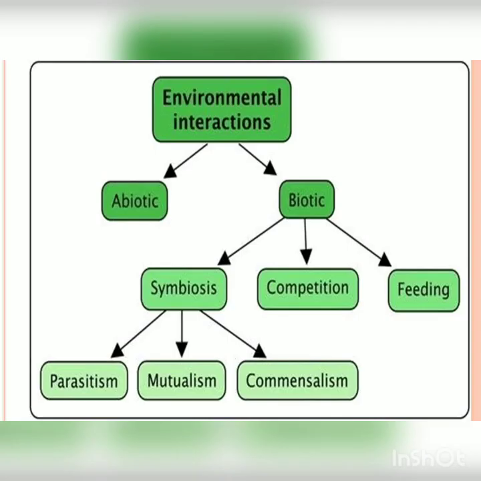Types of interaction. Within an ecosystem, the species living in a particular area can interact in different ways with each other. We can classify the interaction between organisms as follows: competition, symbiosis, feeding.